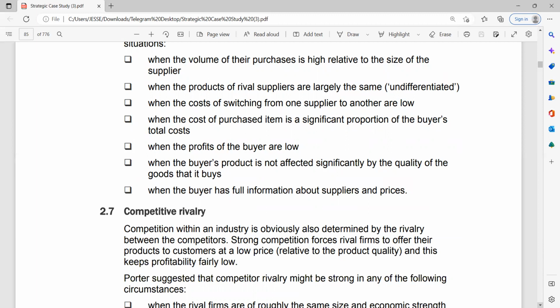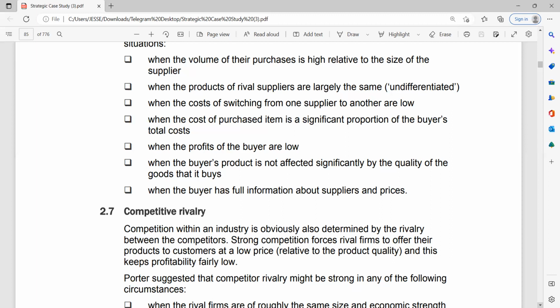When the profits of the buyer are low, when the profits of the company are low, that's the other point. When the buyer's product is not affected significantly by the quality of the goods that it buys, right? So all these things give the customer power.